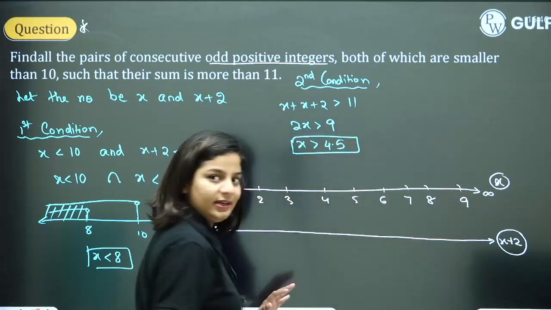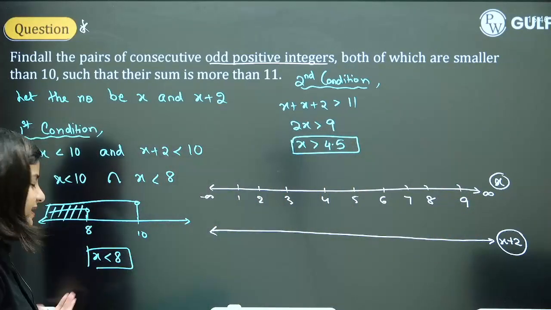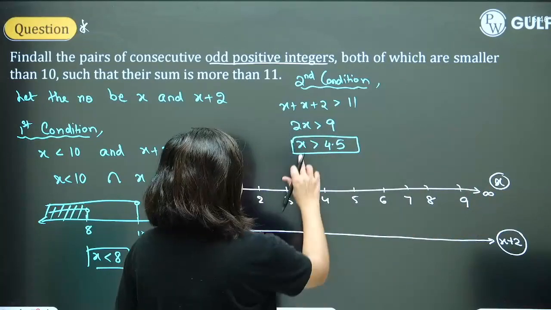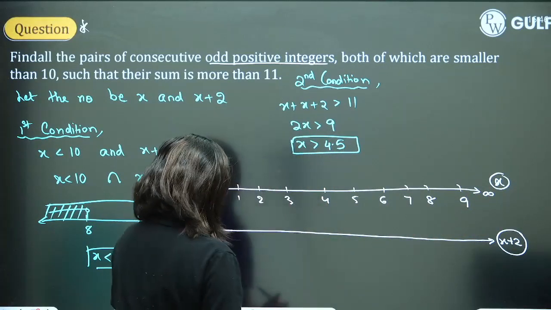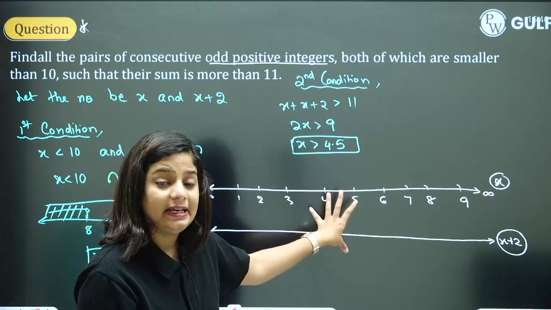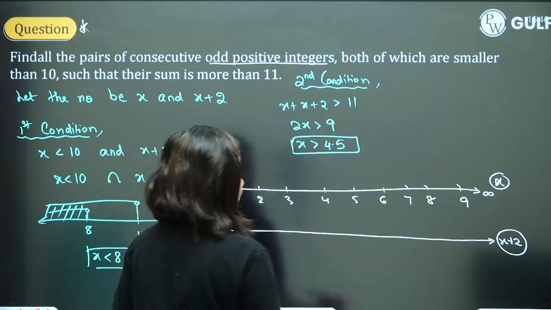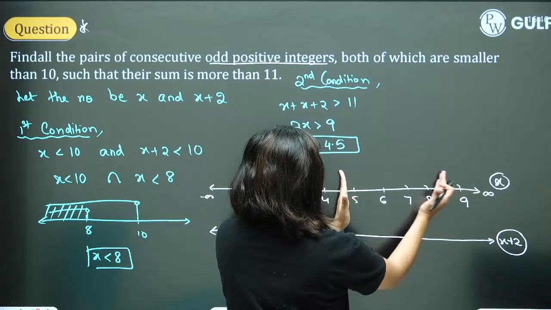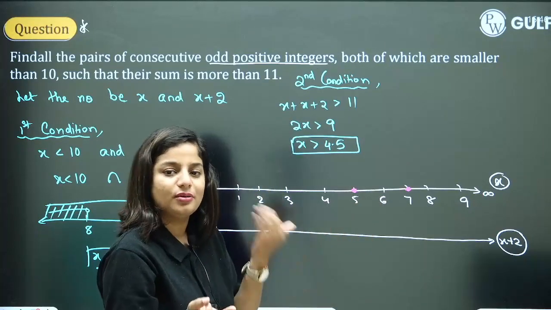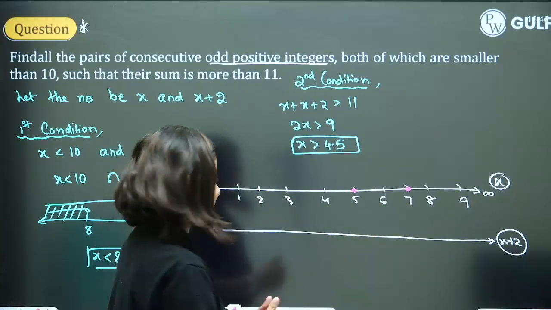Why am I going only till 9? Because they've said x should be less than 8. So, less than 8 we will take. X should be greater than 4.5. So, what are the odd numbers? Can you mark the odd numbers which are less than 8 and greater than 4.5? Which are the two odd numbers? 5 and 7. These are the only two odd numbers greater than 4.5 and less than 8.